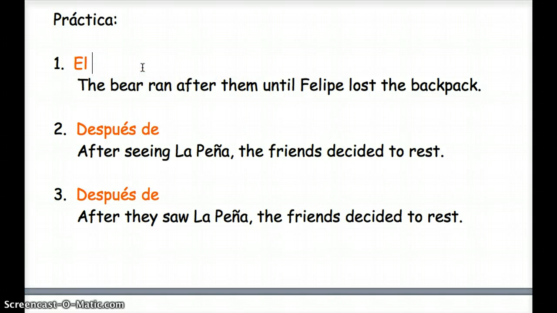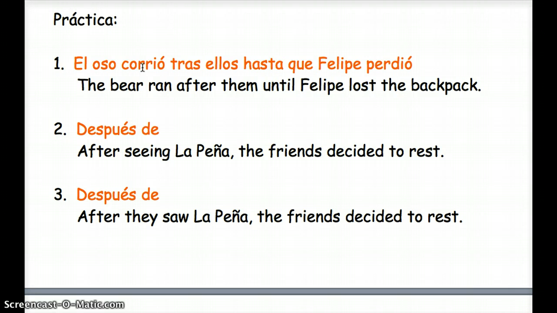So chicos, el oso corrió tras ellos hasta. Here's where I have to have the que. Felipe perdió la mochila. El oso corrió tras ellos hasta que Felipe perdió la mochila.